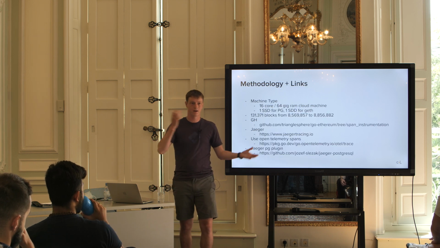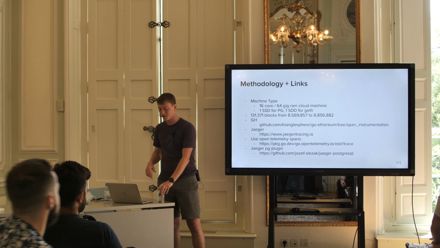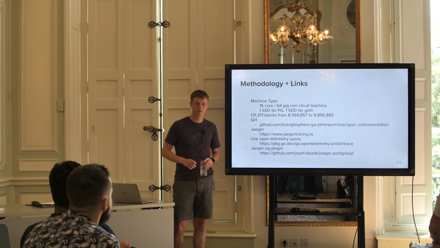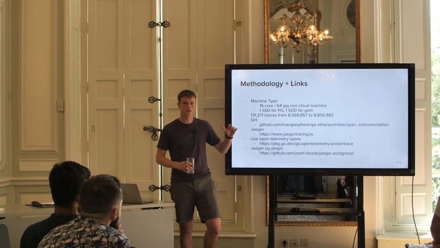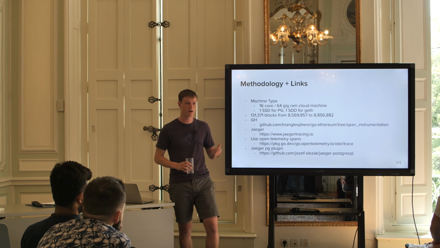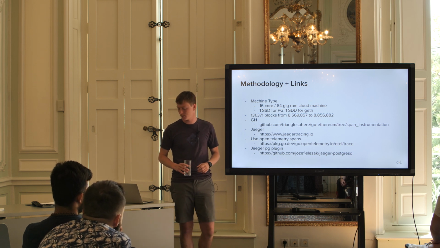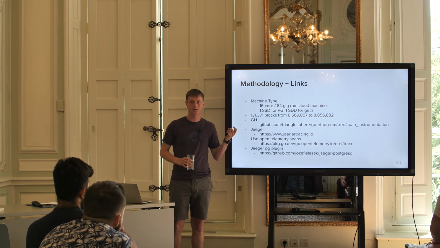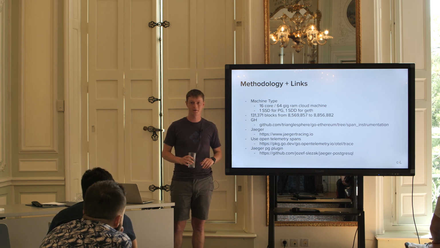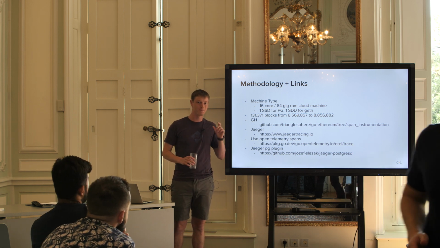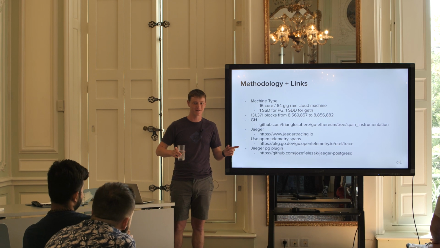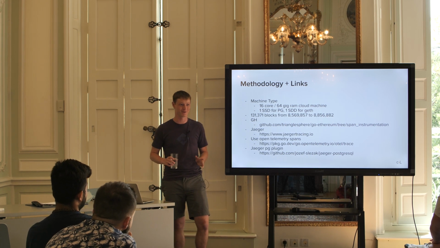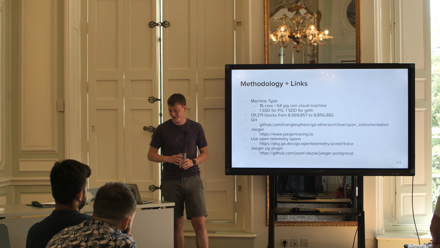Cool. And then there's the methodology slide. A 16 core, 64 gig RAM cloud machine. Geth was only using about 10 gigs of RAM. I was using default settings for this. One SSD for Postgres, because I'm running everything on the same machine, and one for Geth. It is good to split those out onto different disks, because both of those operations really hammer the disks.